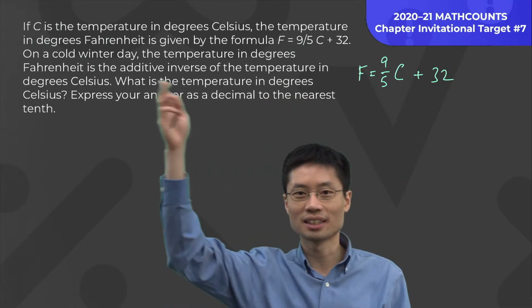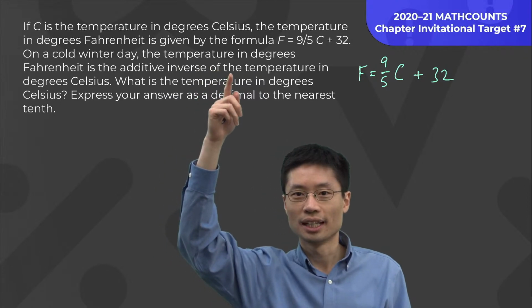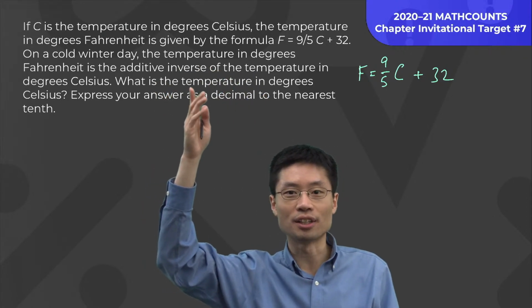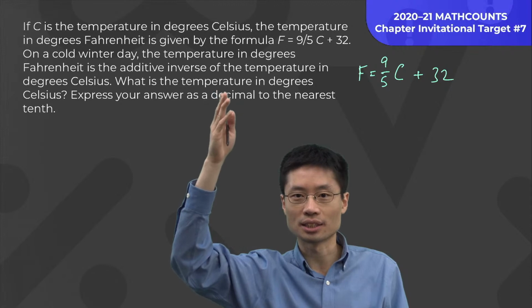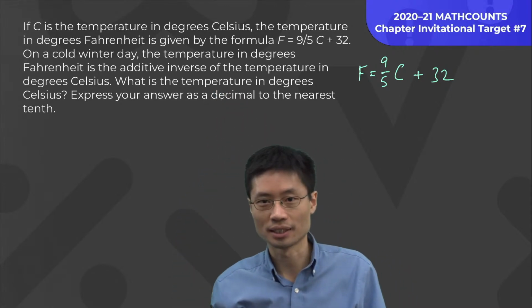All right, if C is the temperature in degrees Celsius, the temperature in degrees Fahrenheit is given by this formula, 9/5 C plus 32. On a cold winter day, the temperature in degrees Fahrenheit is the additive inverse of the temperature in degrees Celsius. What is the temperature in degrees Celsius?